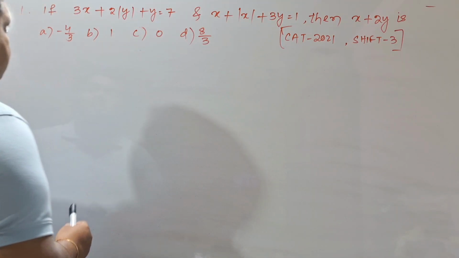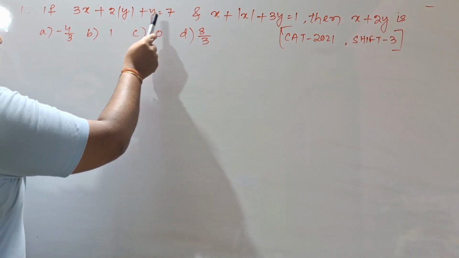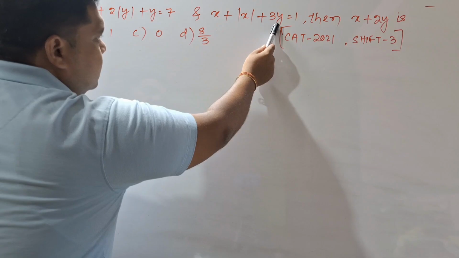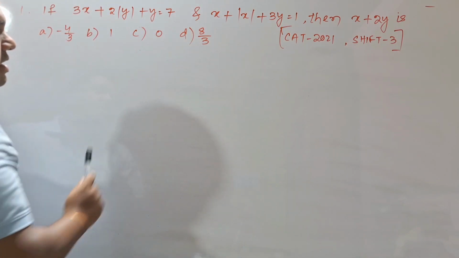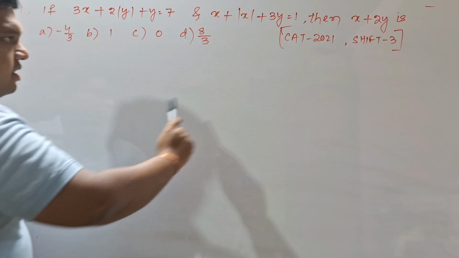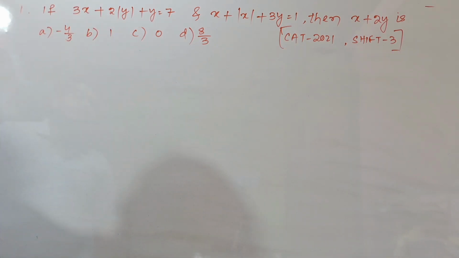In question number 1 it is given if 3x plus 2|y| plus y equal to 7 and x plus |x| plus 3y is equal to 1, two equations are given, then find x plus 2y, and this was asked in 2021 shift 3 question. Now here the question is based on the modulus. So from the definition of the modulus, how to handle?